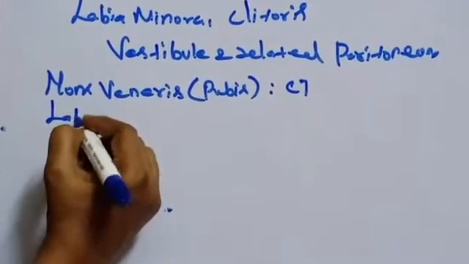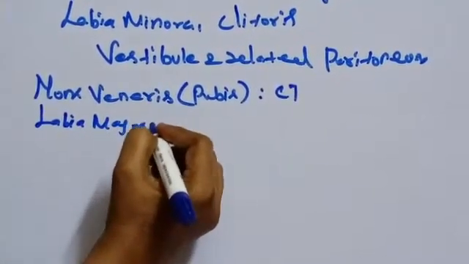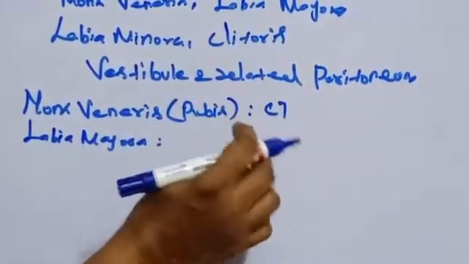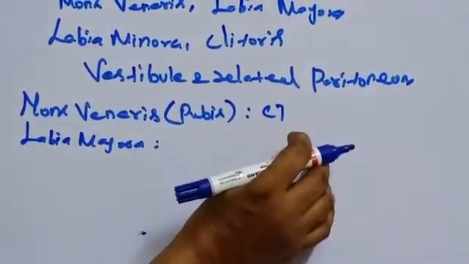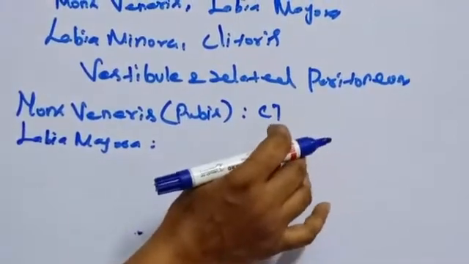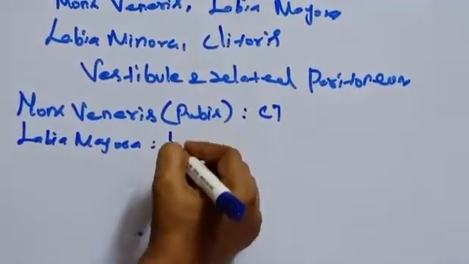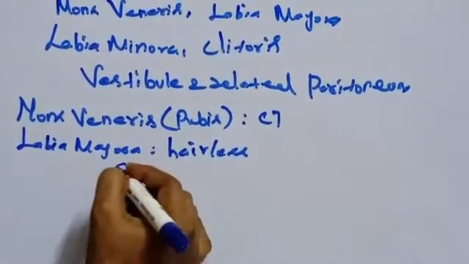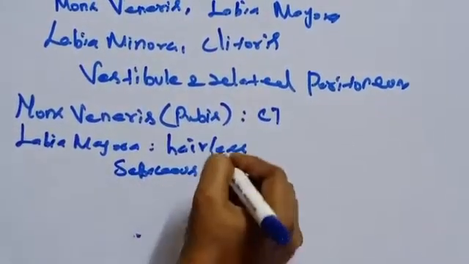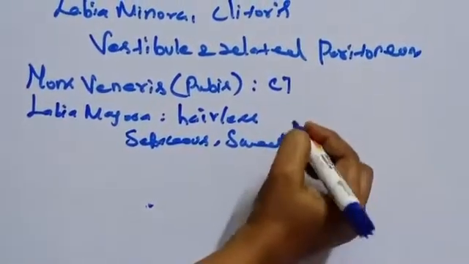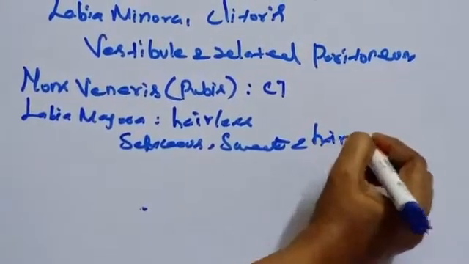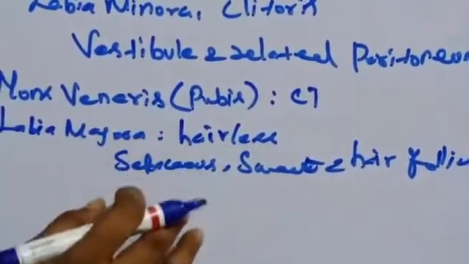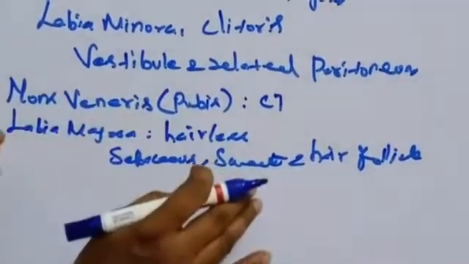Next one is labia majora. The vulva is bounded on each side by elevations and folds of skin. This is also composed of subcutaneous tissue, and the inner surface of labia majora is hairless. But the outer surface is covered by what gland? Sebaceous gland, sweat gland, and hair follicles. The labia majora is homologous with the scrotum in male.